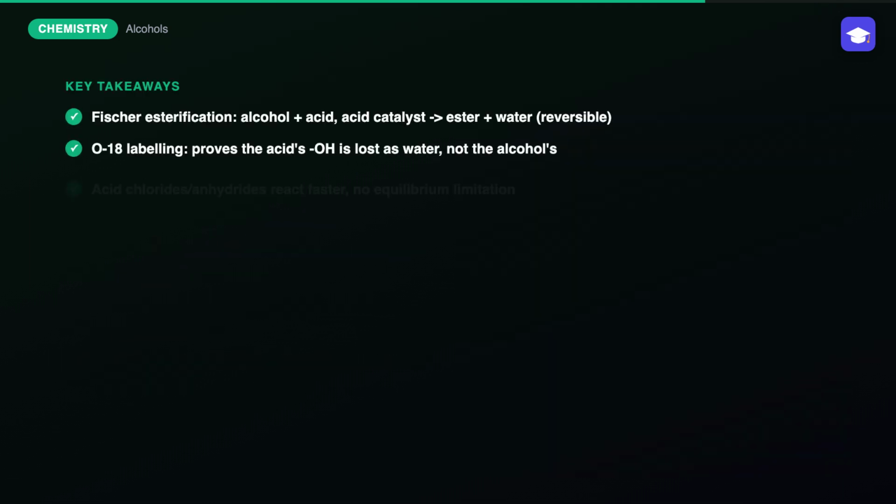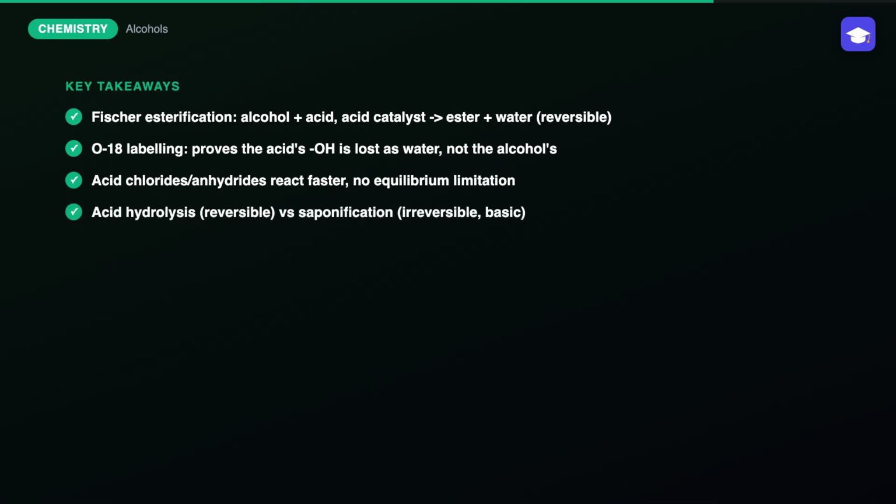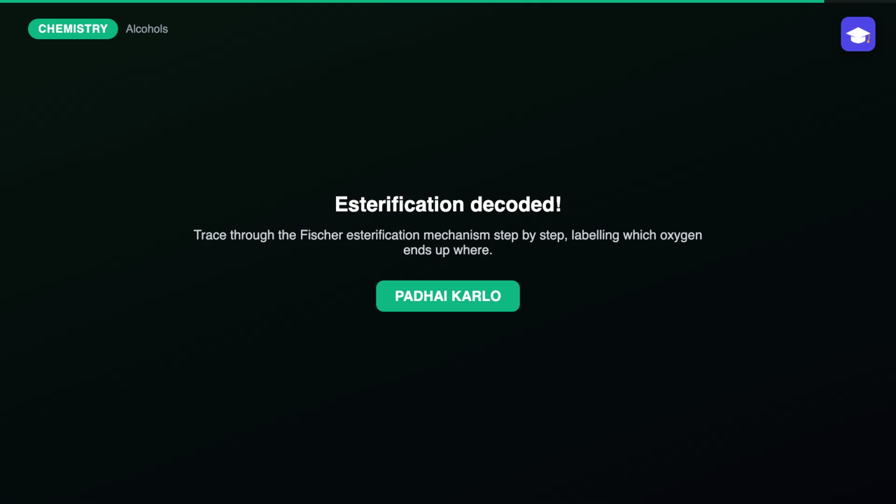Let's recap. Esterification combines an alcohol and carboxylic acid under acid catalysis, through nucleophilic acyl substitution, to form an ester and water, in a reversible equilibrium reaction called Fischer esterification. Oxygen-18 labeling proved the carboxylic acid's own hydroxyl group, not the alcohol's, is lost as water. And the reverse reaction, ester hydrolysis, is reversible under acidic conditions, but irreversible under basic conditions, saponification, which produces the stable carboxylate salt. That's esterification.